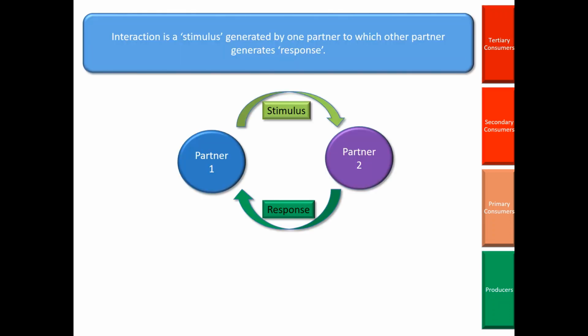Now we are talking of interactions. Interactions are a vital part of survival. There can be two types of interactions: intraspecific, that is between the individuals of the same species, or interspecific, between two or more species. There can be plant to plant interaction, animal to plant interaction, and animal to animal interaction. We are not concentrating on plant to plant interaction. So, interaction can be a stimulus generated by one partner to which the other partner generates a response.